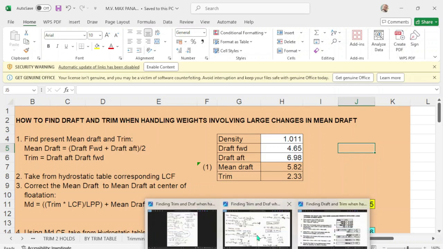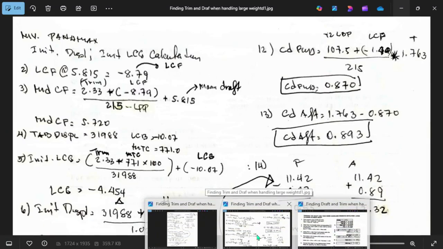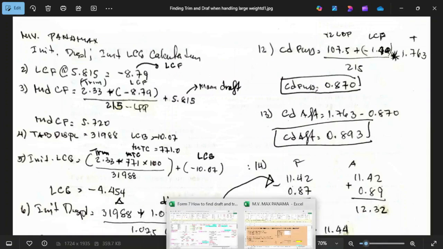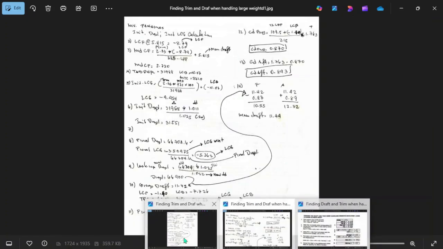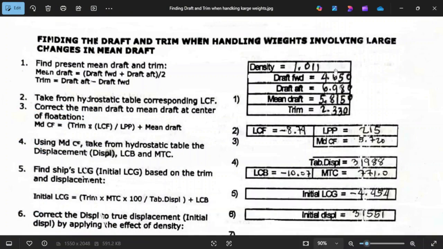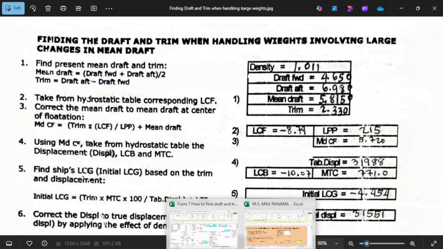Now here is another solution. So now, number one, we put already the displacement, the initial. So here, we put the forward draft, aft draft, and mean draft, and we have this trim. So number two, and I made an Excel here.